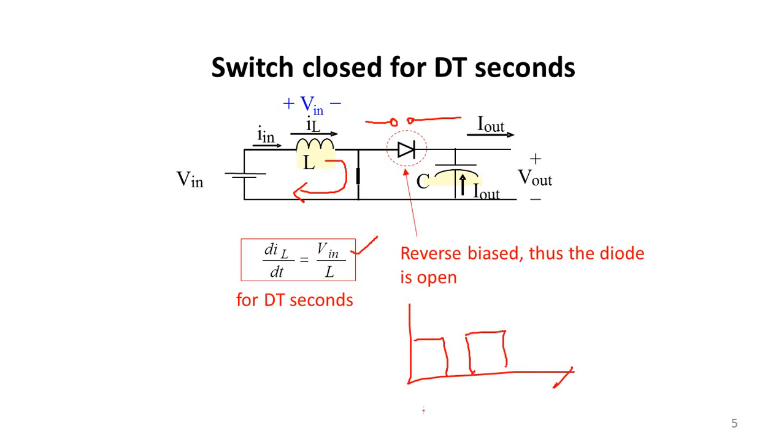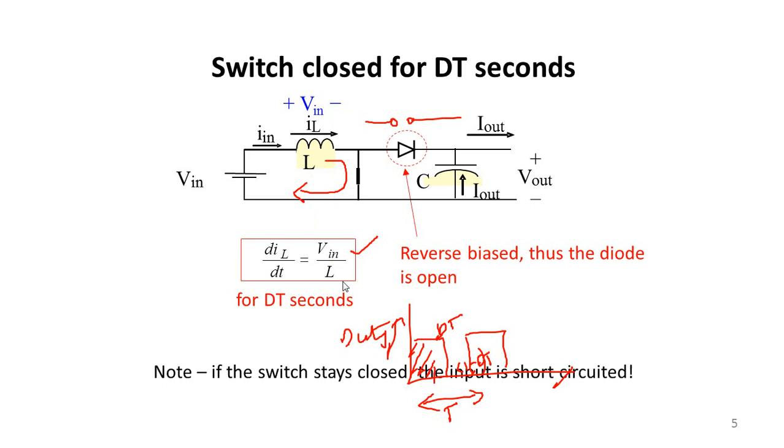This is the total time period T. This period is going to be D into T, and this period is going to be 1 minus D into T. During the on period, the charge stored here, according to the volt second balance principle, is going to be V in by L. What you will get is only V in by L.